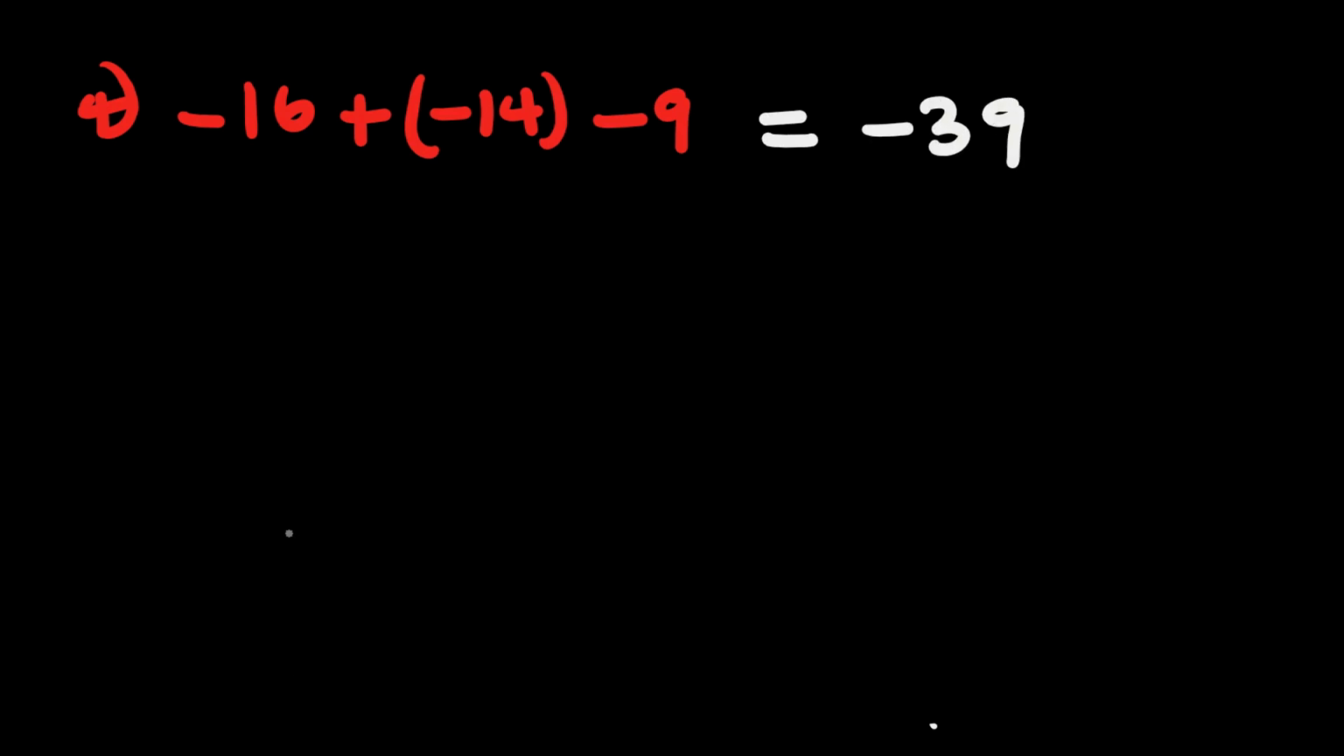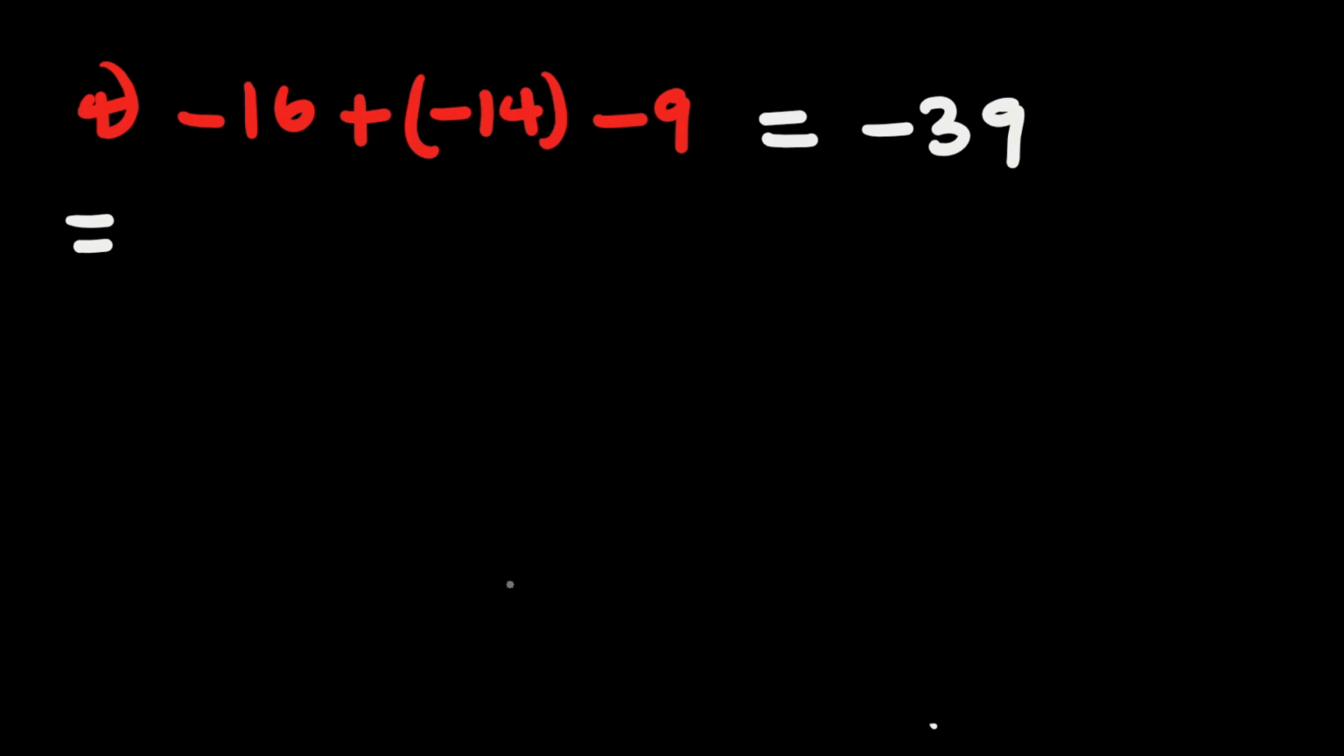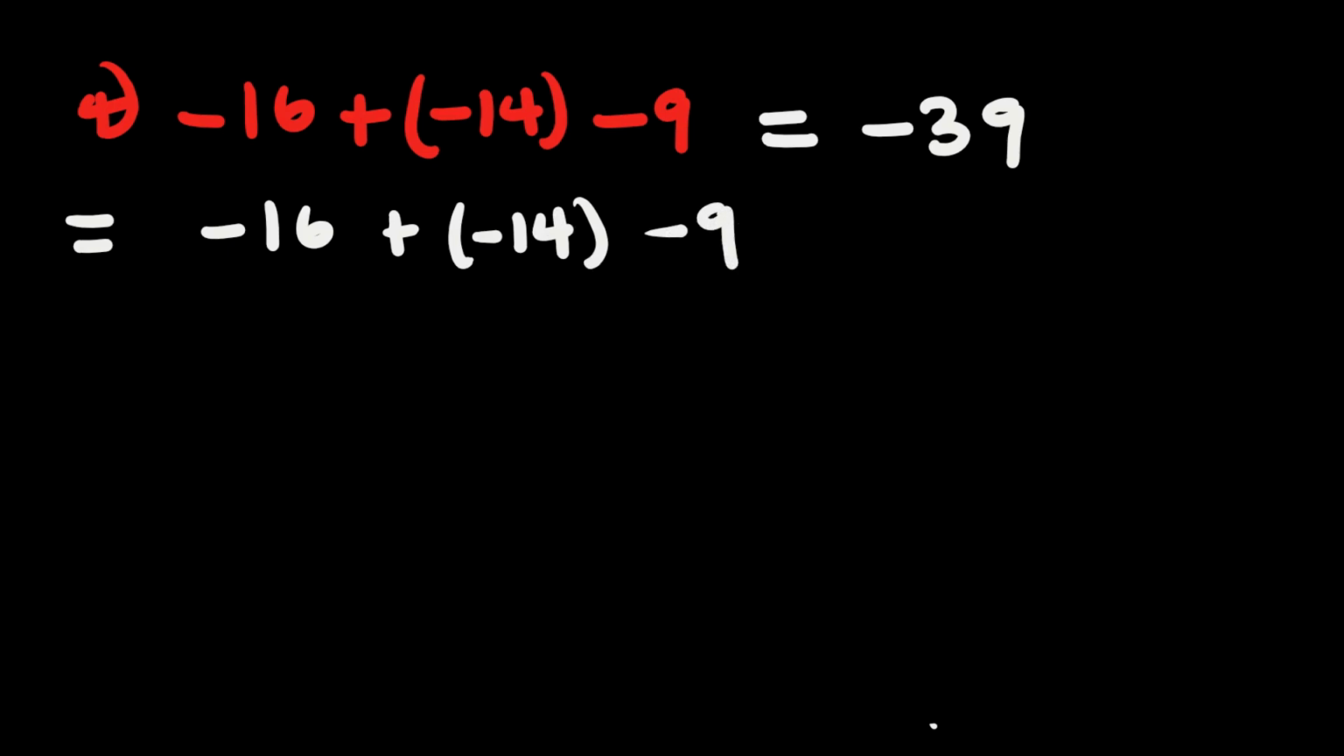So, the steps to get to the answer. You realize that here there are 3 numbers that you deal with. And from a previous question, question 2, the way we dealt with it is that we grouped the first 2, then later on we included the third number. So it's the same approach we'll be using even for this question. So it's negative 16 plus minus 14 minus 9. So we'll be dealing with what? The first 2.